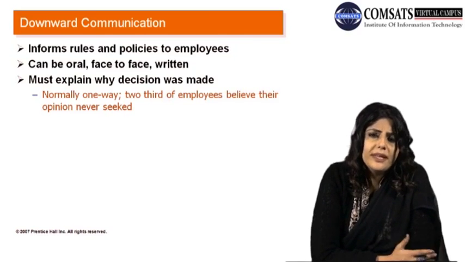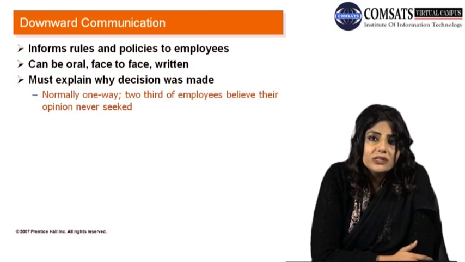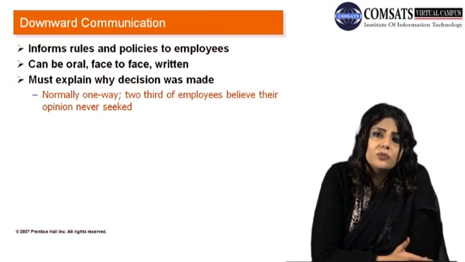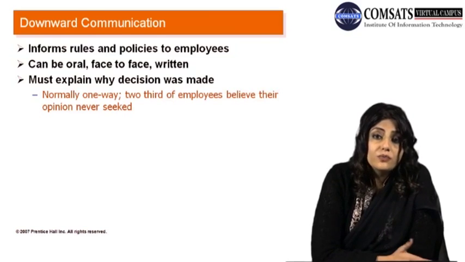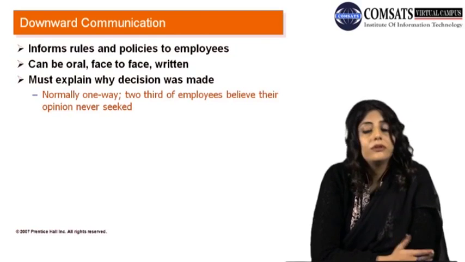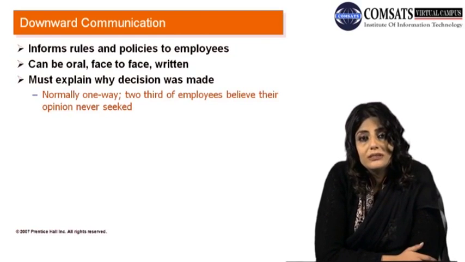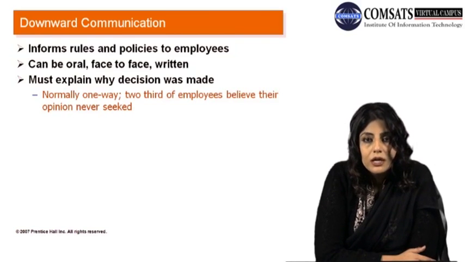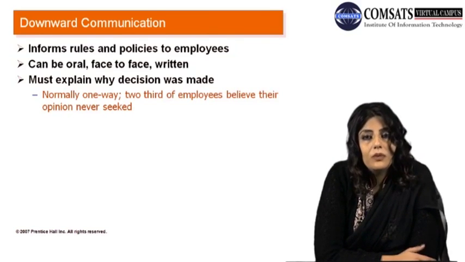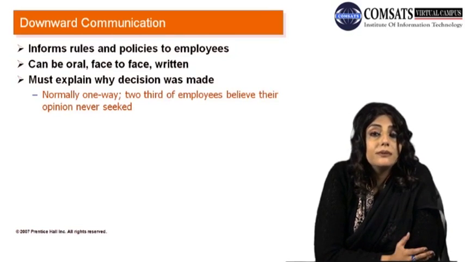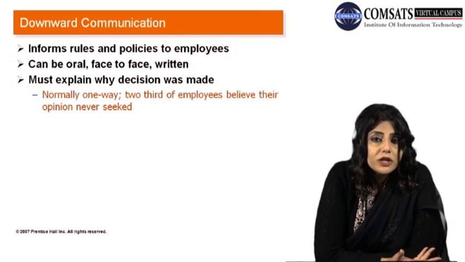So there can be a number of ways when this downward communication is happening. Any communication that takes place between the manager and his employees, or his supervisees, or his workers, that is all downward communication. When the manager is communicating the organizational rules and policies to its employees, that is downward communication, right? So when he's giving some notification to the employees, that is again downward communication.